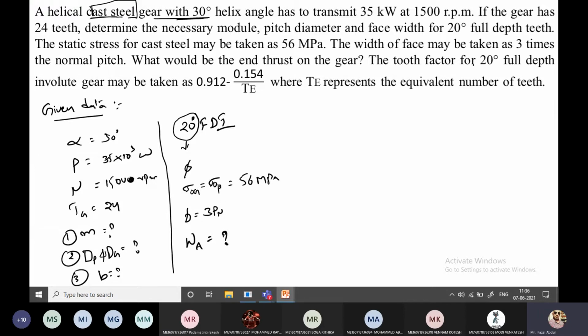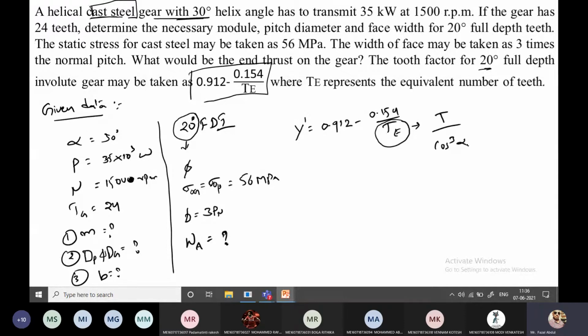For the tooth form factor, for the 20 degrees full depth involute system, this is given here. I am writing this as y dash, the tooth form factor or Lewis form factor: 0.912 minus 154 by TE, where TE is the effective number of teeth. The effective number of teeth is T by cos cube alpha. Now one by one, let's solve.